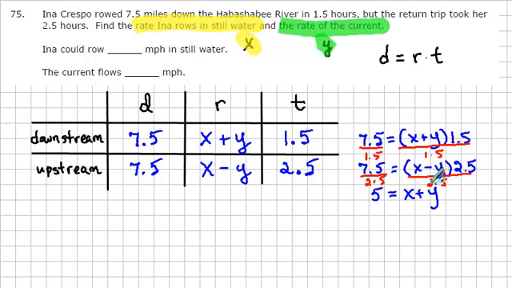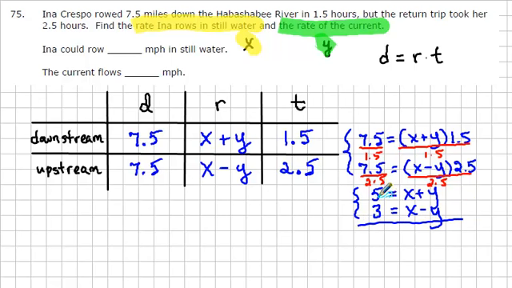For the second equation, we'll divide both sides by 2.5. 7.5 divided by 2.5 is equal to 3. So the second equation becomes 3 is equal to x minus y. So we had our original two equations, and now we have our two new equations. In the two new equations, the coefficients of y are opposites of one another, so we can go ahead and use the elimination method and add the two equations together.